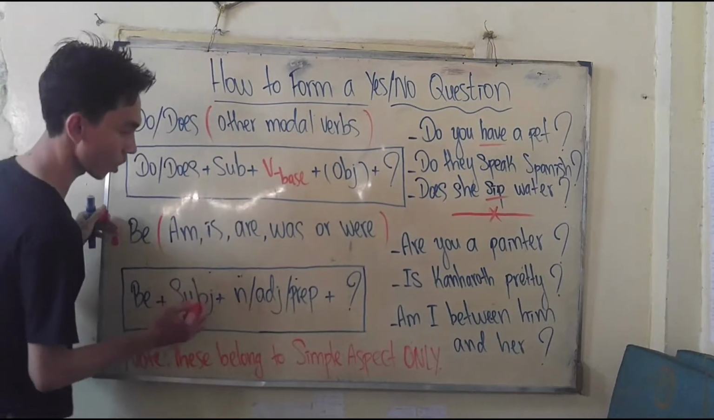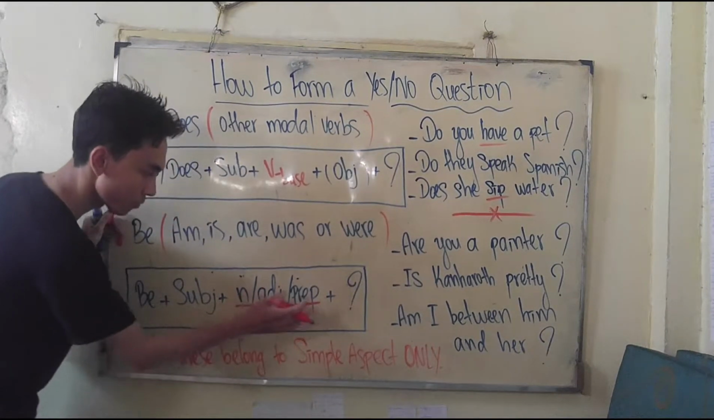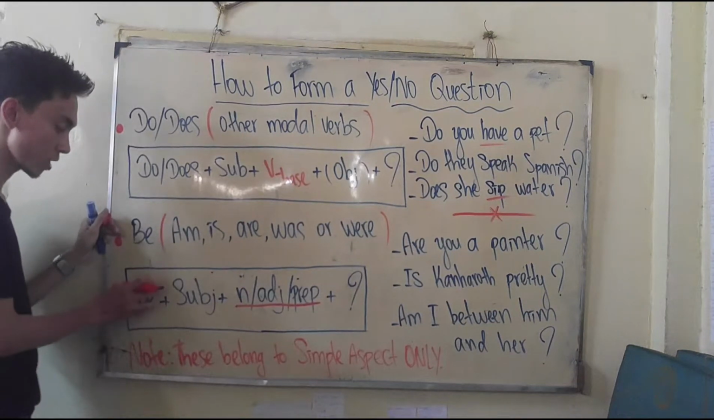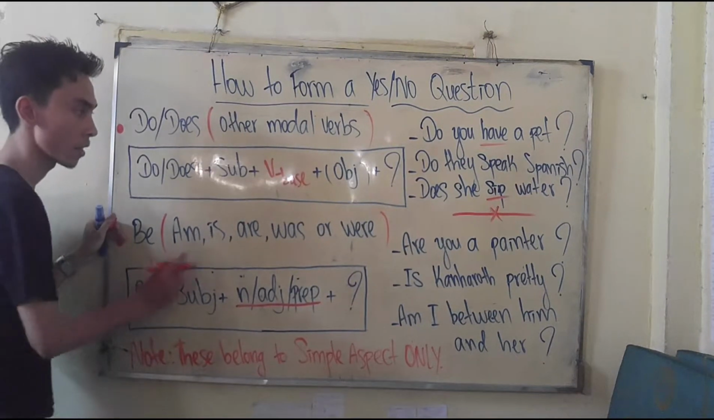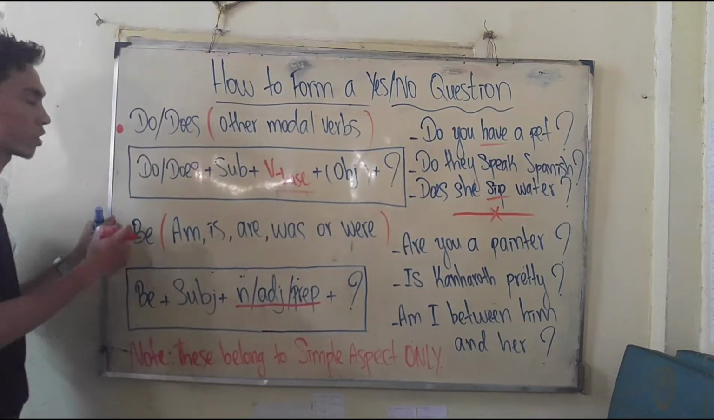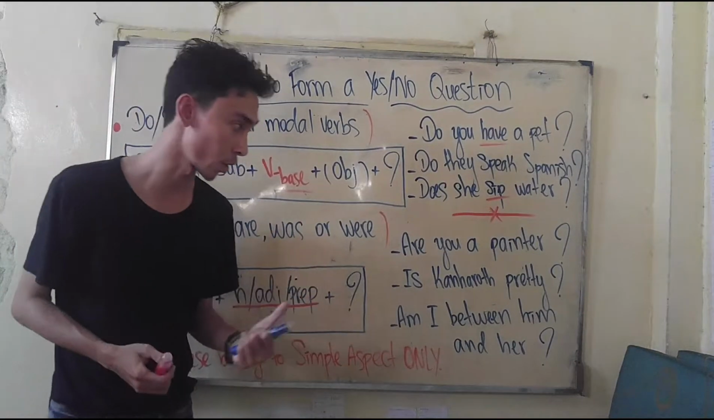And here is what you have to remember. At this area we have noun, adjective, preposition. Then we have to begin our yes/no question with verb to be. For verb base we begin our yes/no question with do or does. Right. Now let's take a look at the examples here.